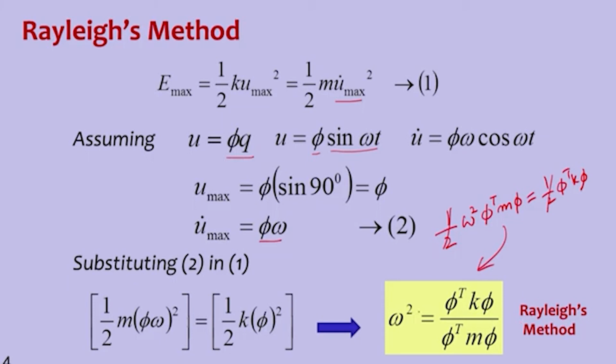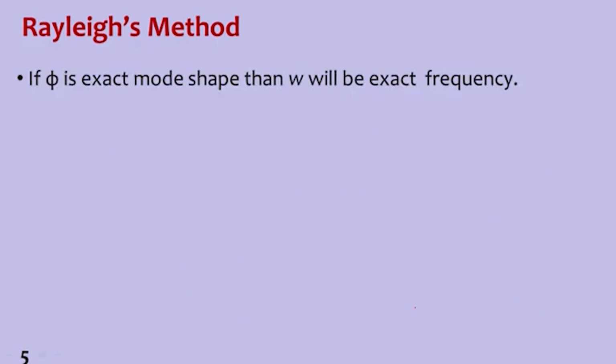Now, why are we calling it the first fundamental natural frequency? Because we use here mode shape 1, the first mode shape. Then we can call it the first fundamental natural frequency. Instead of phi, if we use the second mode shape, then we get the second fundamental natural frequency. So, let us discuss what are the properties involved in that. If phi is the exact mode shape, then omega will be the exact frequency.